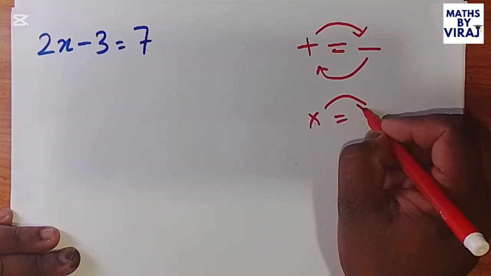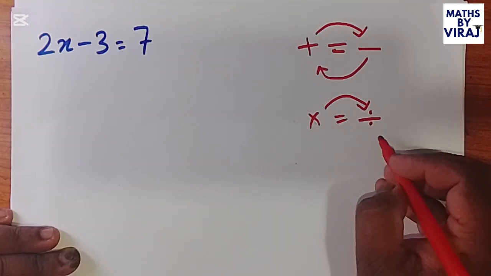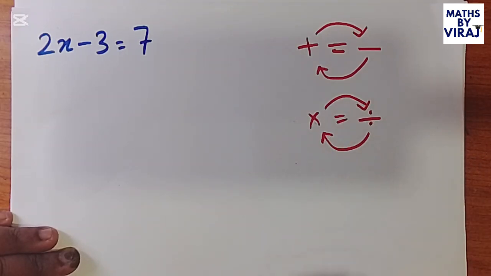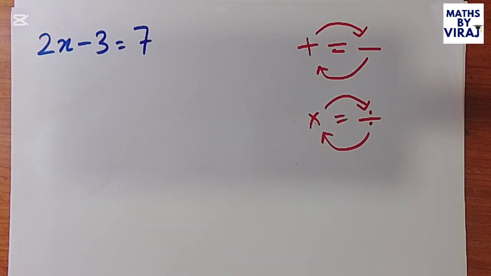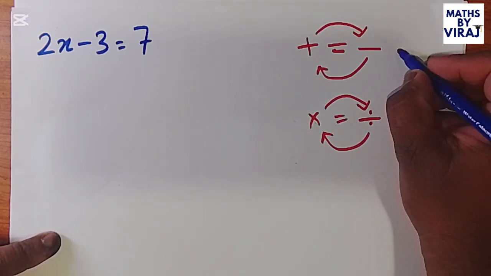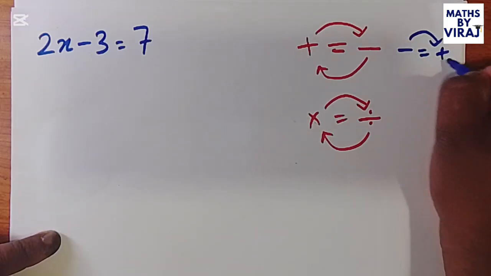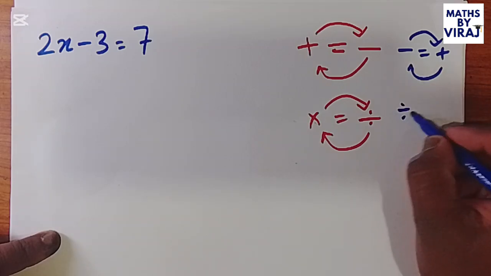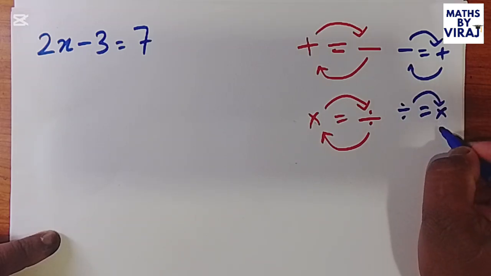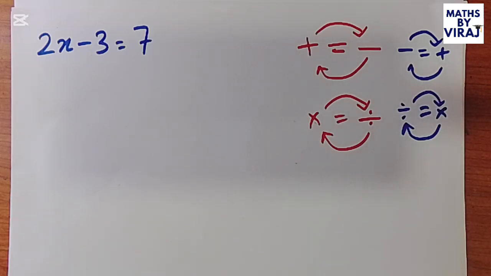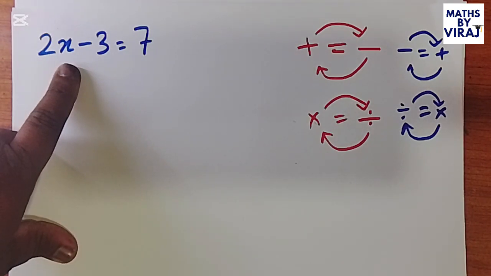Multiplication, if taken to the other side, becomes division, and the same goes the other way. Not only that, if subtraction is taken to the other side, it will become addition. If division is taken to the other side of the equal sign, it will become multiplication, and so on. Keeping this in our mind, how do we find the value of x?